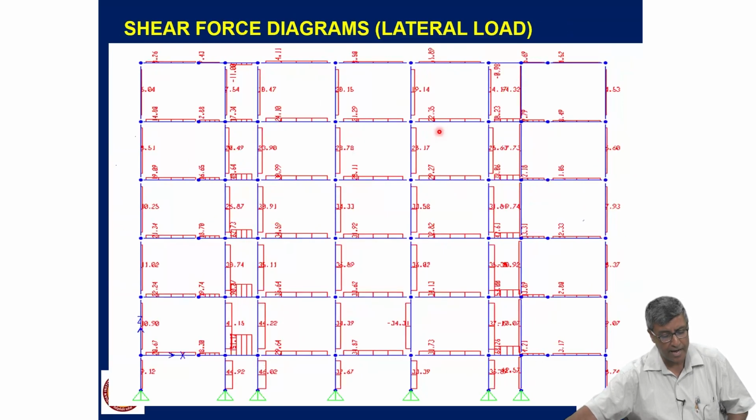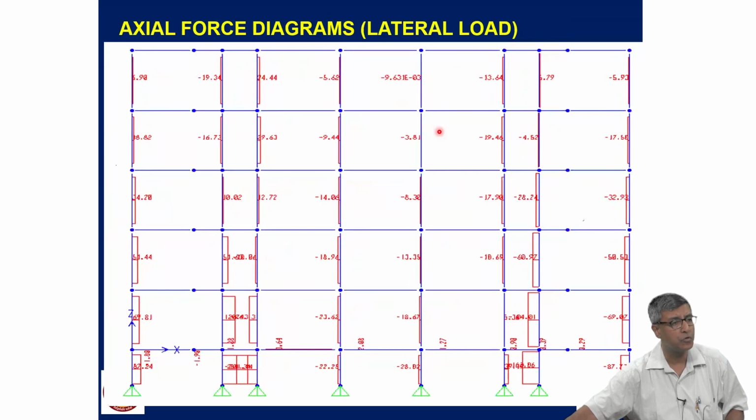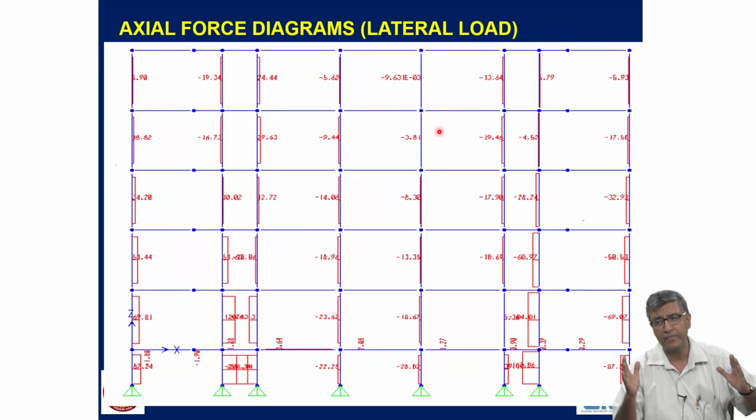These are the shear force diagrams. That means as you go down the frame, your shear force increases. And finally, at the bottom, the reaction of all the columns should be equal to the base shear. And this is the axial force diagram under lateral loads. There is a little bit of cantilever effect, one side tension, one side compression.